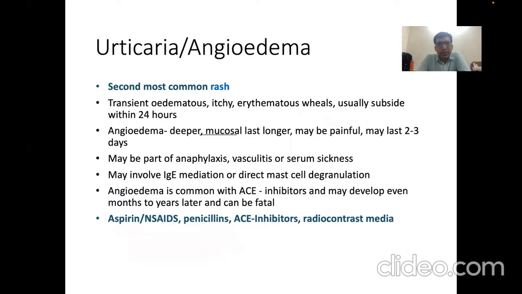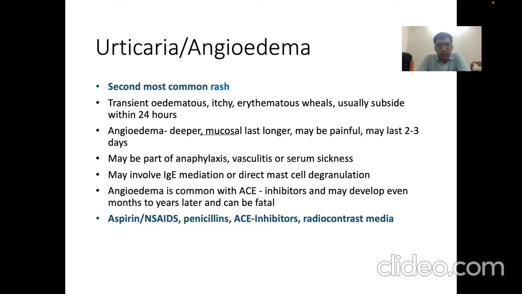Urticaria or angioedema is the second most common rash. This transient edematous, itchy, erythematous wheals subside within 24 hours. Angioedema is deeper, mucosal, lasts longer, can be painful, may be a part of anaphylaxis, and may involve IgE mediation or direct mast cell degranulation. Angioedema is common with ACE inhibitors and can be fatal.